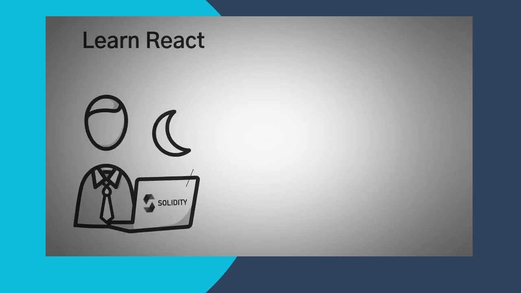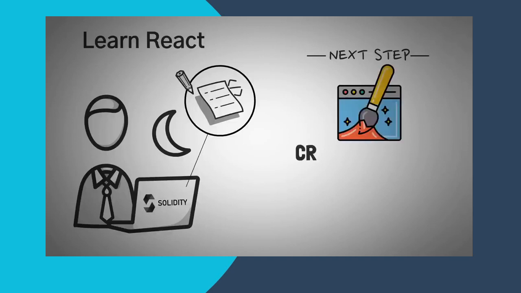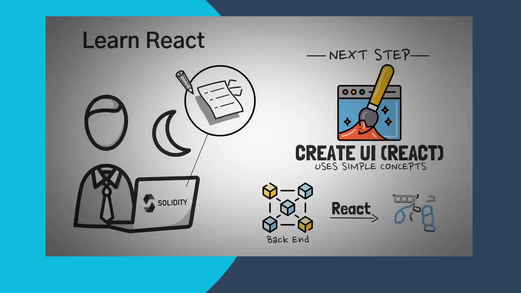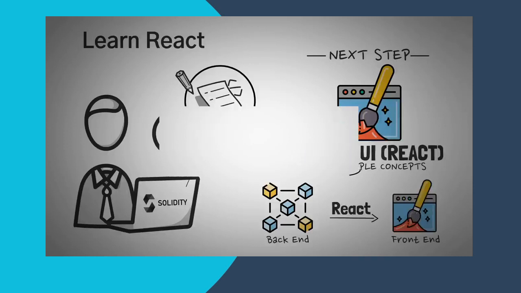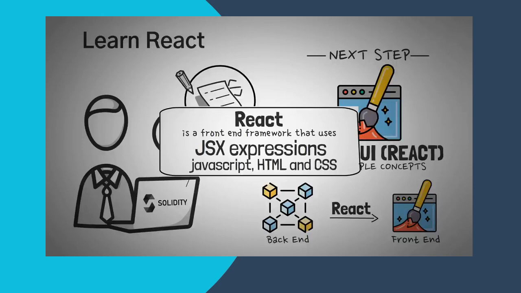Next up, after you master Solidity, which is the development language that's used to create smart contracts on the blockchain, the next step would be to create a user interface for your smart contract. The user interface usually takes the form of a website that someone can visit, and the programming language to create this user interface is very different from Solidity, although it does use very similar concepts. The move from backend, like a blockchain, to frontend, like a web page, is very easy if you understand the core principles. React is a front-end framework that uses something called JSX expressions, JavaScript code, HTML code, and CSS code to create basically any web page that you can imagine.